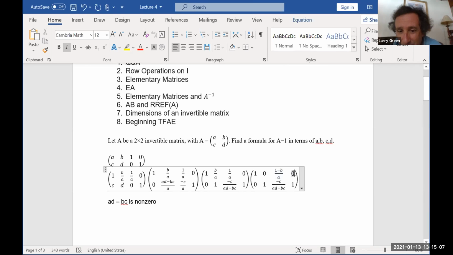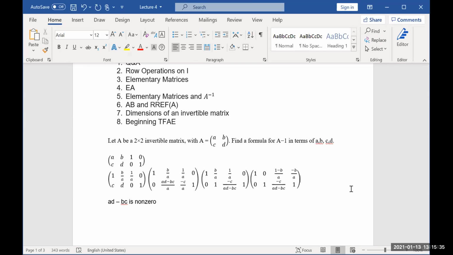Okay, and now the fourth number, that 0, we're multiplying again by negative B over A and adding, so we get negative B over A. Any questions on that?